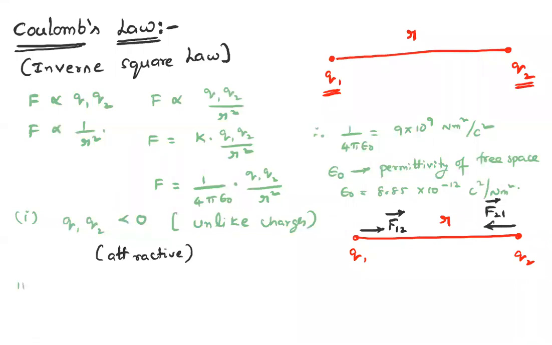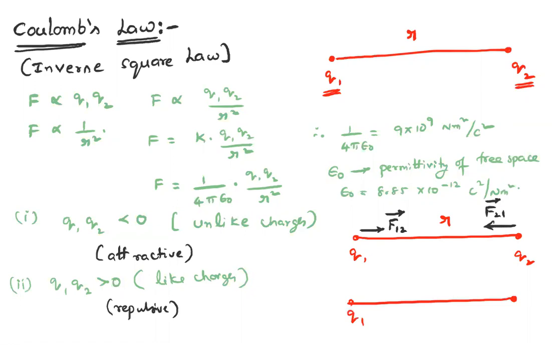Now, second one, if the product of charges is greater than 0, that means they are like charges. Magnitude is the same. That's why they will be like charges, and that force is repulsive force. If you show it in the diagram, this is Q1 and Q2, charges separated by R. F12 bar is the force acting on the first charge due to the second charge. That's why the first charge is repelled by Q2, as well as the second charge is repelled by charge 1. F12 bar is left and F21 bar is right.